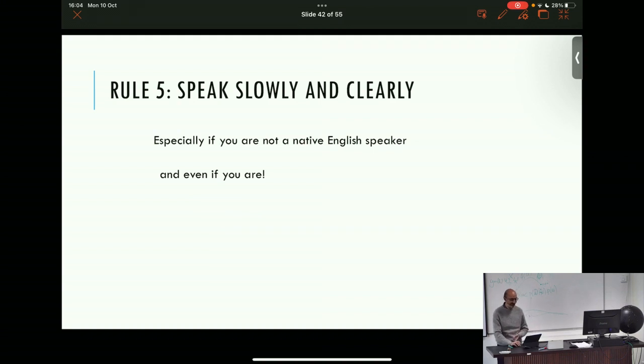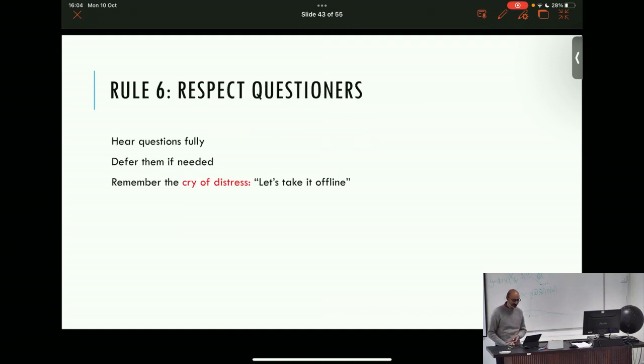And even if you are good at it, speak slowly and clearly. Respect questions. You will get questions. Don't try to answer a question before it's fully out. And after you hear the question, if you need more time, just say, I'm going to repeat the question back just to make sure I understood. You're playing for time. That's okay. You can do that. Maybe you didn't hear the question properly.